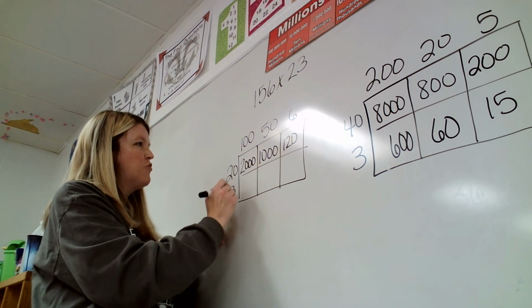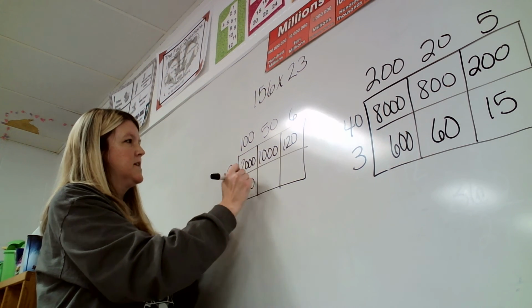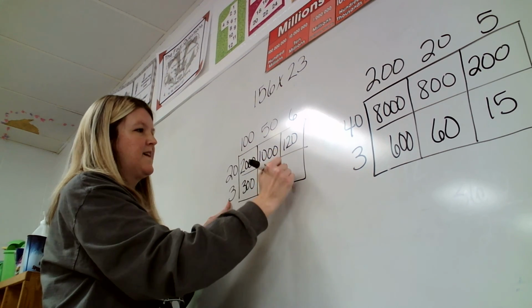And then real quick, because I think I'm about to run out of time, 3 times 100 is going to be 300. 3 times 50, 150. And then 3 times 6 is 18.